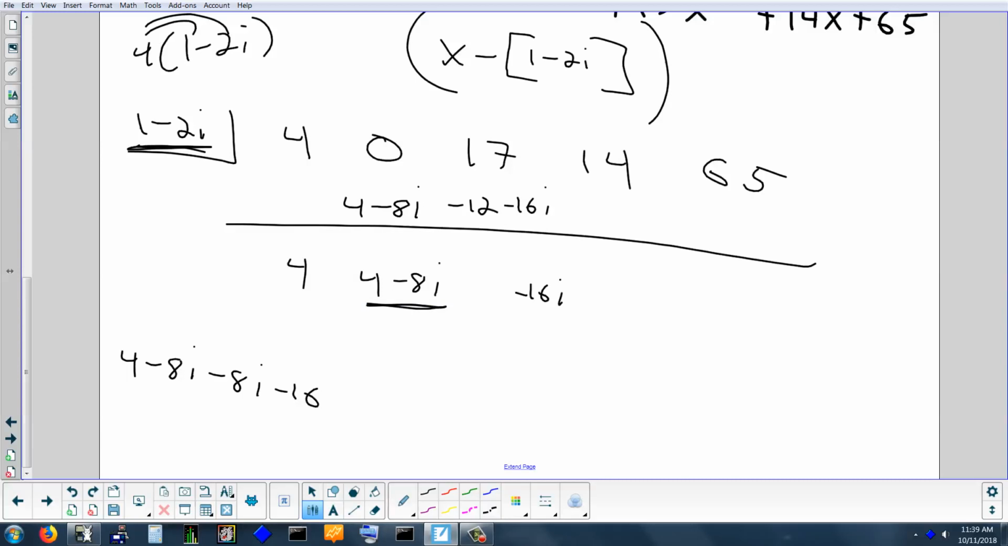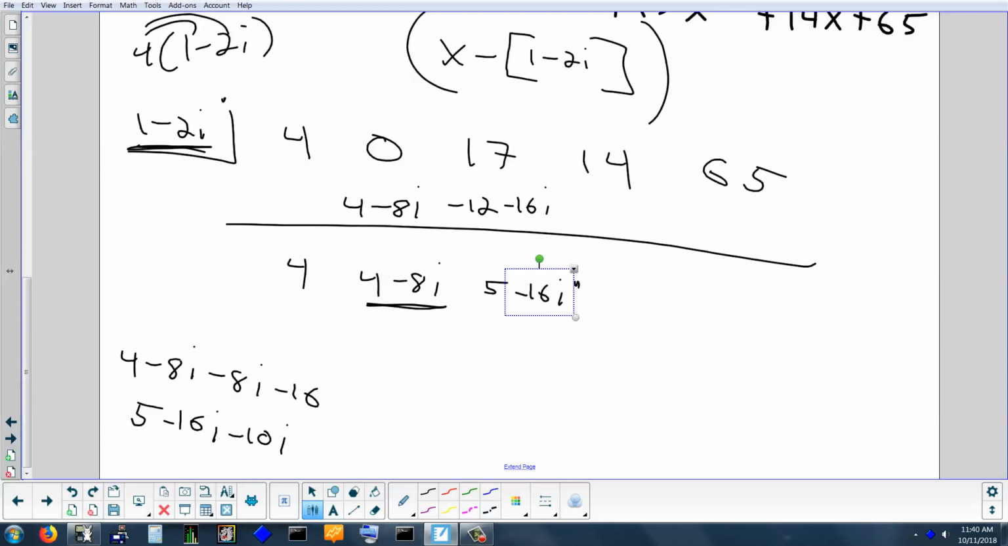Yep. Plus 5. Now we've got to distribute it again. So we've got 1 times 5. I've got 1 times negative 16i. Negative 2i times 5. And then what's negative 2i times negative 16i? Yep. 32i squared, because it's just an i to the first times an i to the first.